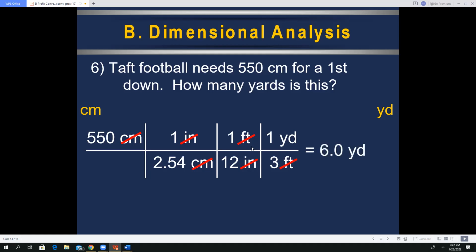6.01 or 6.0, because over here we only have 2 sig figs, right? Because that last zero does not count because it doesn't have a decimal. So it is just a trailing zero with no decimal, doesn't count. So our answer has to have 2 sig figs, and that makes it 6.0 yards. All right.